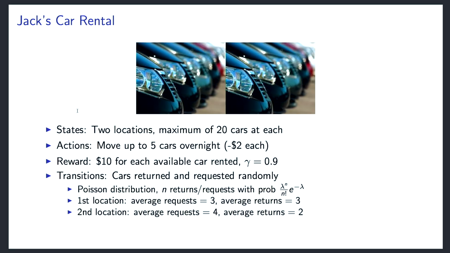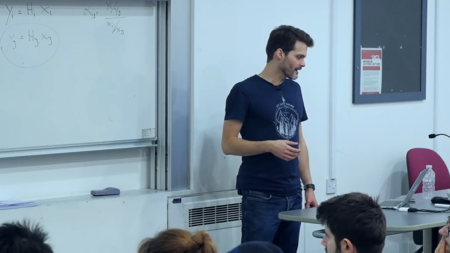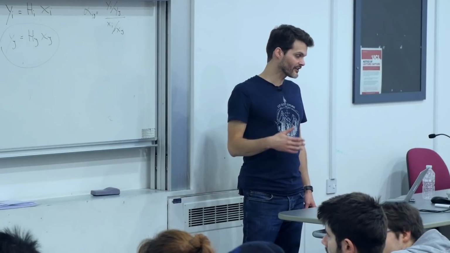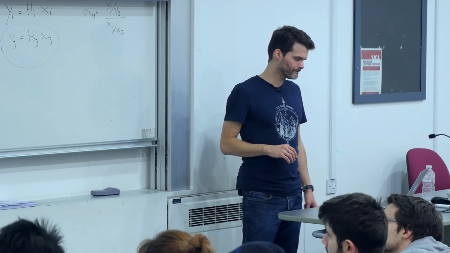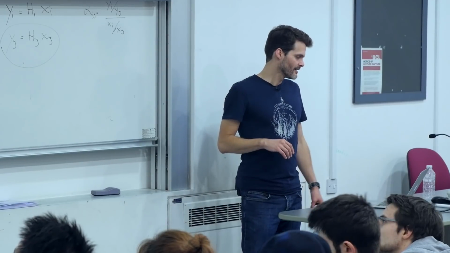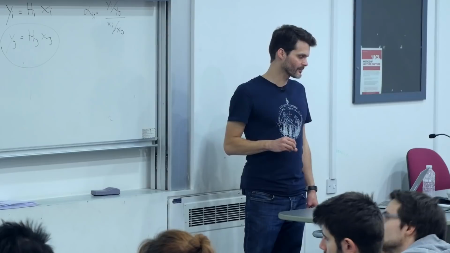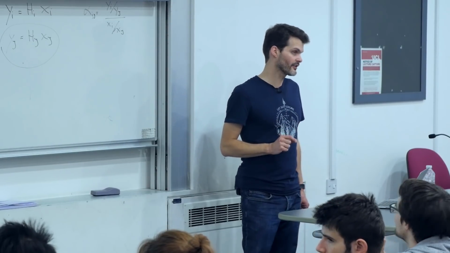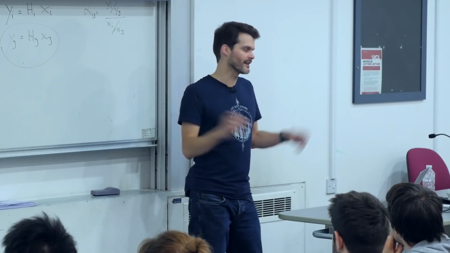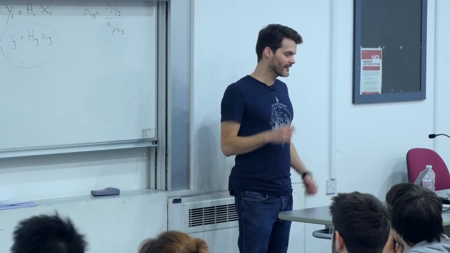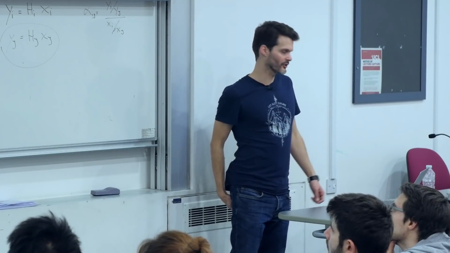The transitions are more interesting in a sense, and it's harder to reason through, which shows that you can use these things without knowing the solution yourself. Because the cars are returned and requested randomly, we assume, according to some Poisson distribution in this case, which is not too important. But the main thing is that these distributions are different for the two different locations. So an intuitive thing, if they weren't different, would be just to balance the cars, and then you should be fine. But if these are different, it's unclear what the optimal solution is.